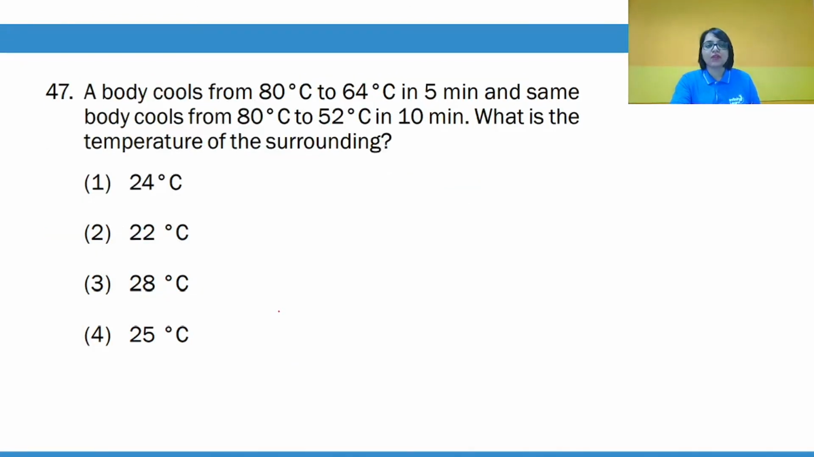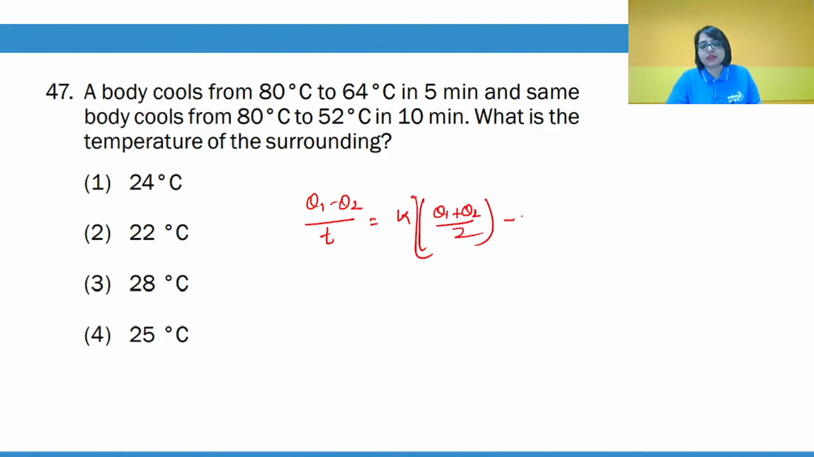Question number 47. A body cools from 80 degrees Celsius to 64 degrees Celsius in 5 minutes. And the same body cools from 80 degrees Celsius to 52 degrees Celsius in 10 minutes. What is the temperature of the surrounding? So for that, I'll use theta 1 minus theta 2 divided by T is equals to K, theta 1 plus theta 2 by 2 minus theta naught, where theta naught is the temperature of the surrounding.